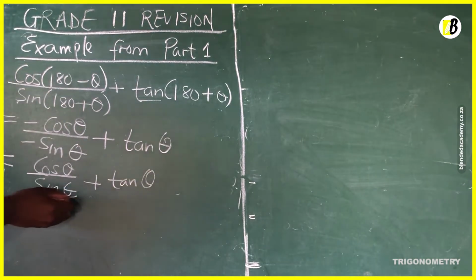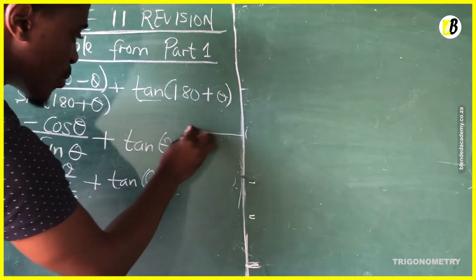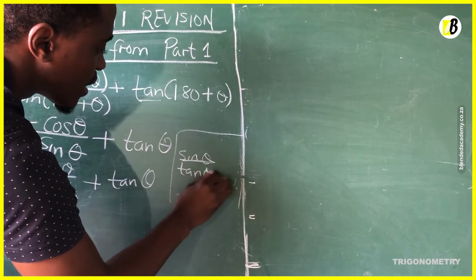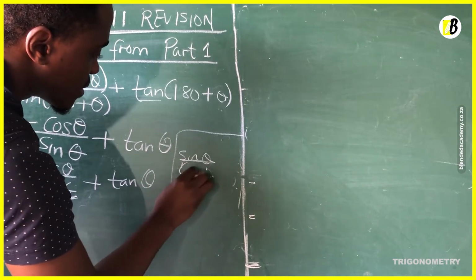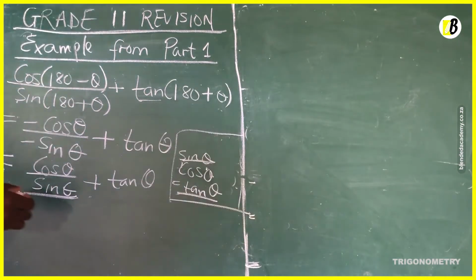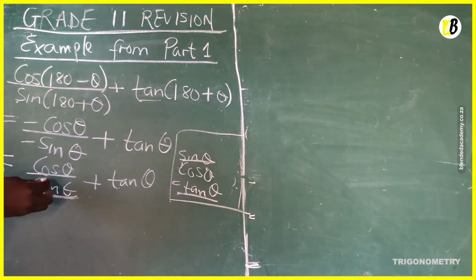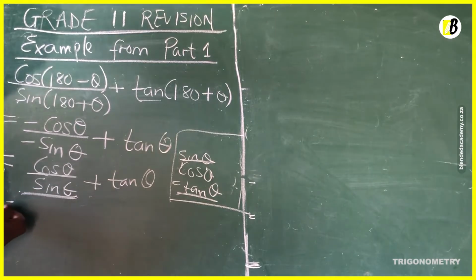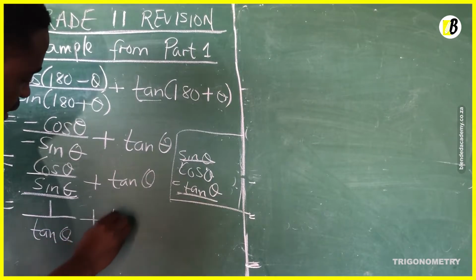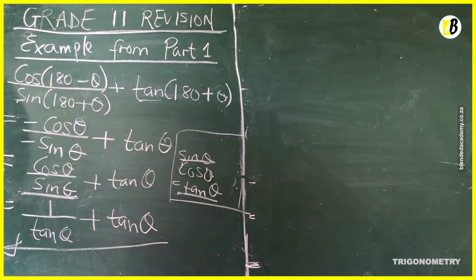And we can simplify this expression further because we know that, and let me write it in this small space, sine theta divided by cos theta equals tan theta. So you know this. That means 1 over tan squared theta, or the inverse of tan squared theta, equals cos squared theta divided by sin squared theta. So this is going to simplify to 1 over tan theta plus tan theta. That's how we're going to simplify this example.